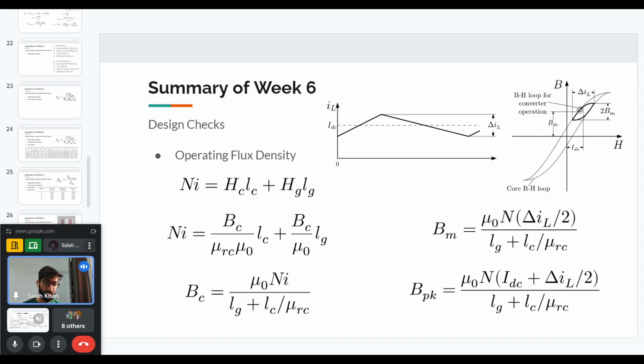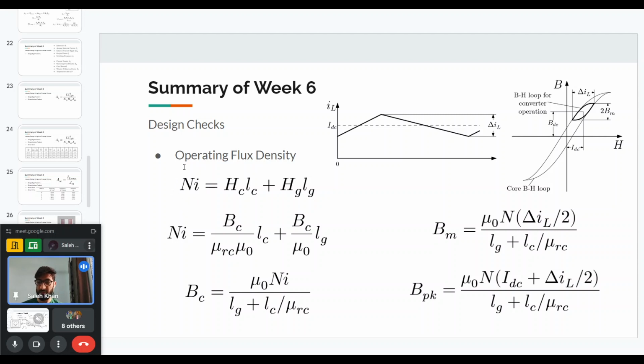And from the DC value to the peak will be BM, and that is related to the core loss. And then BDC plus BM will give us the peak flux density, and that should be less than the saturation flux density of the core material. And we can find the expression for the flux density using these steps that have shown.